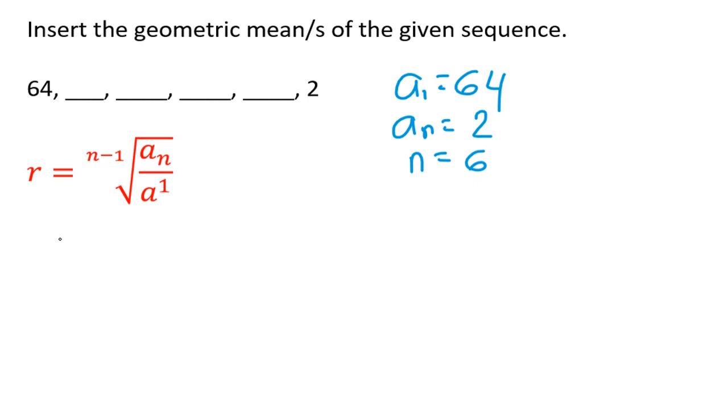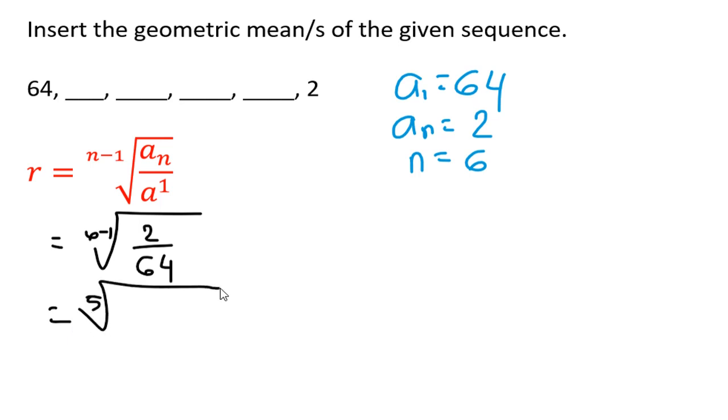Okay, so substitute na natin. Then ay magiging 6 minus 1 root 2 over 64. And 6 minus 1, yan ay 5. So, fifth root ng 2 over 64. At lowest terms natin 2 over 64, paano? So, divide natin ng 2 both sides. 2 divided by 2 is 1. Then, 64 divided by 2, yan ay 32. So, yan ay fifth root ng 1 over 32.